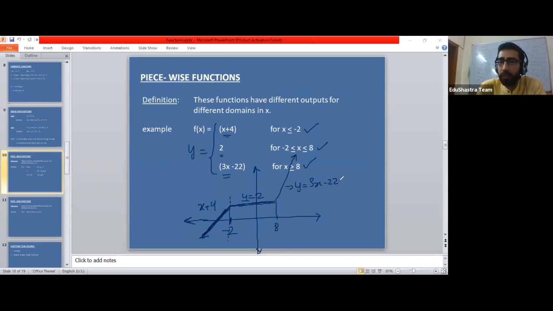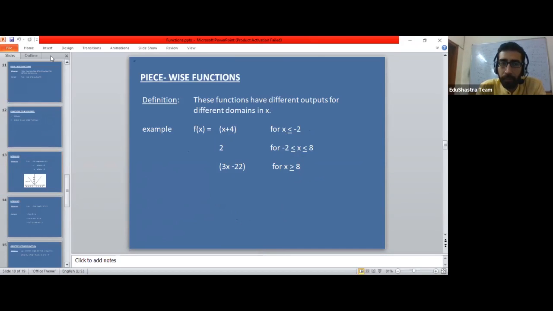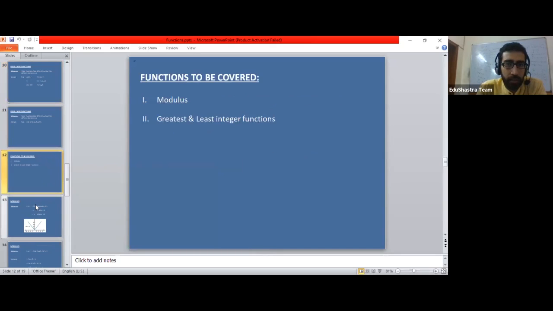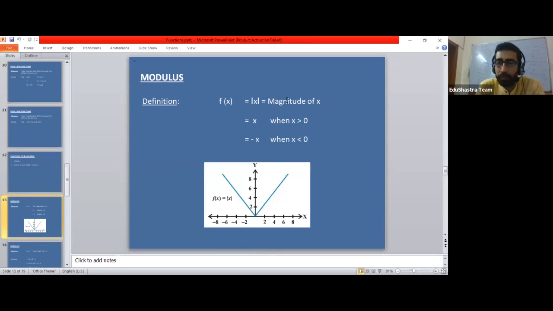So this is the piecewise function. Different outputs for different values of x. Different outputs for different domains of x. A classic example of a piecewise function follows next, and it is the modulus function.